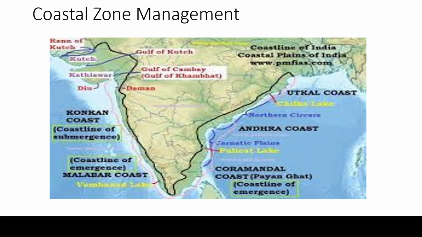As we know, India is surrounded on three sides by water. We have the Arabian Sea on the west, the Indian Ocean towards the south, and the Bay of Bengal towards the east. And what are the coastal lines of India? The Konkan coast, the Malabar coast in Kerala, then Tamil Nadu, then the Andhra Pradesh coast, then the Odisha coast and West Bengal coast.